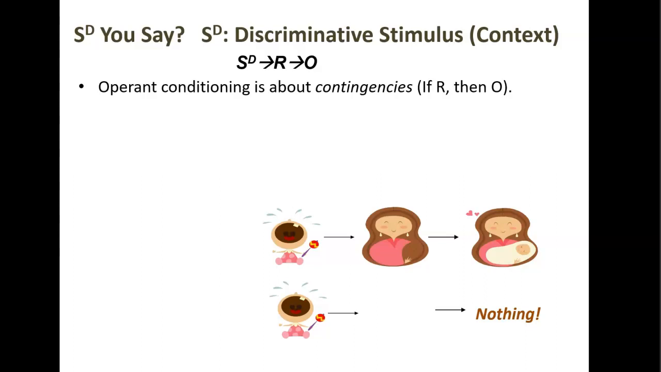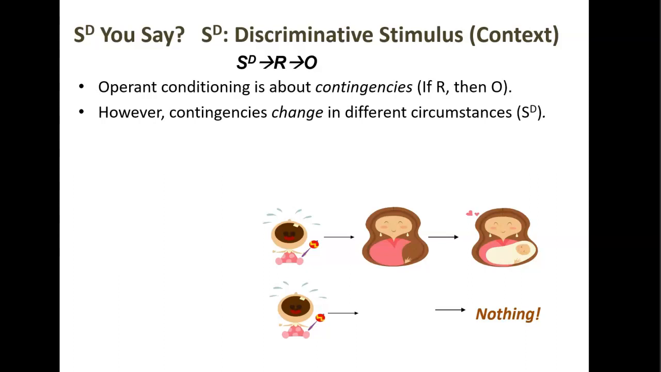Now, we introduced this term here, SD. What is an SD? Well, SD stands for the discriminative stimulus, or the context. So instead of just saying S, meaning any context, we really mean a specific context. And the example in the book was this example, and I'll try to explain this graphic a little bit.